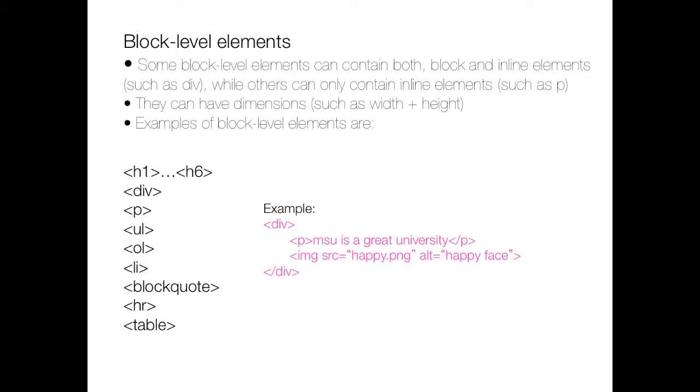So the div element opens and closes. It contains a P element, which basically is a phrase that says MSU is a great university. After the P is an image, which happens to be calling an image called happy.png, and the alt basically is saying happy face. What the alt does is, in case the image took time to load, this phrase will appear until the image loads. And source and alt are attributes, but we'll discuss those in the later slides.